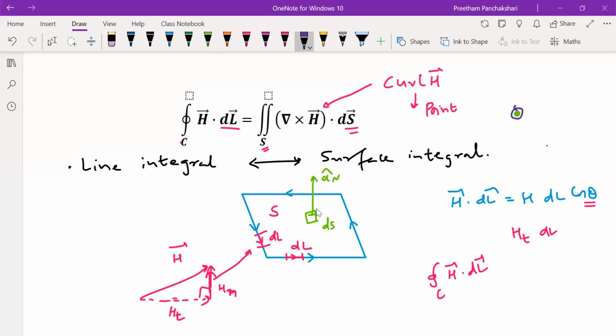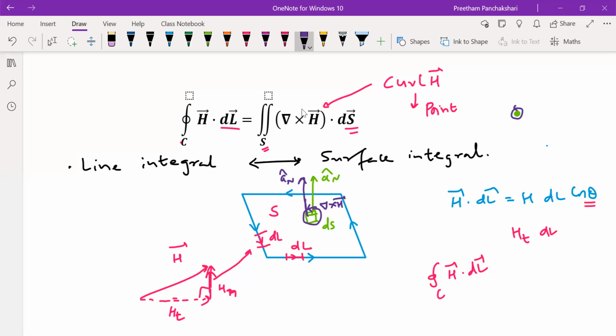So here, if you define a curl at this ds, then this is given by del cross H. So del cross H is the circulation at a particular point, or it is the curl H at a particular point. Because of this cross product, del cross H always has a direction perpendicular to its own revolution plane or circulation plane. So that is also perpendicular to the surface of ds. So now the angle between the curl vector and ds vector is 0.